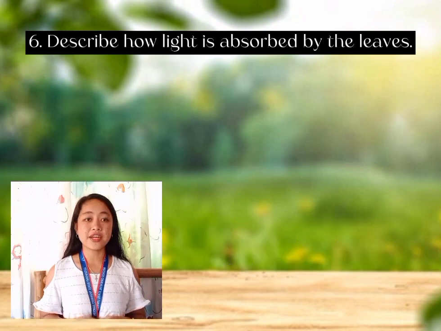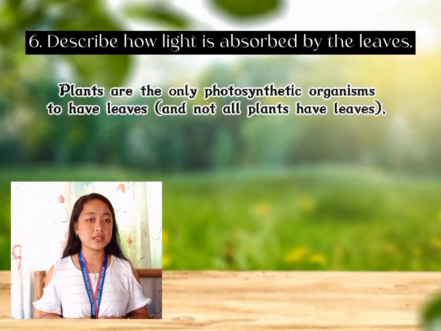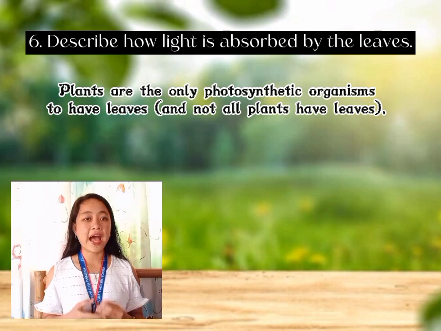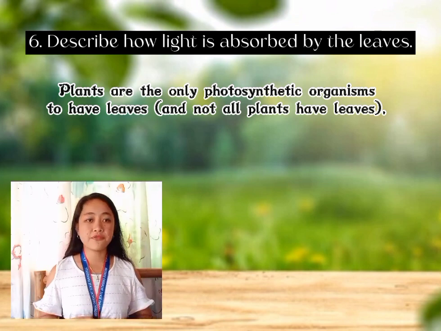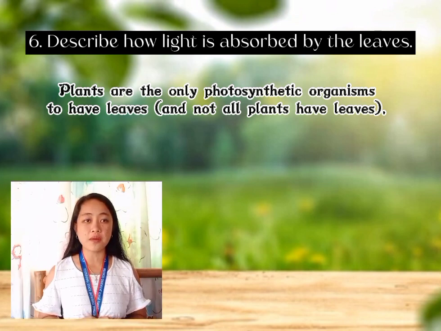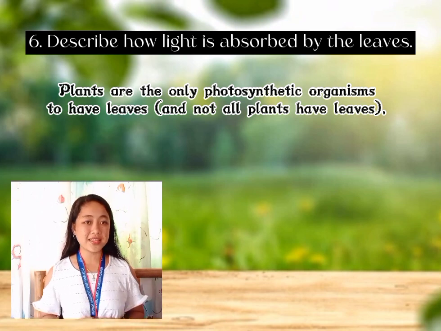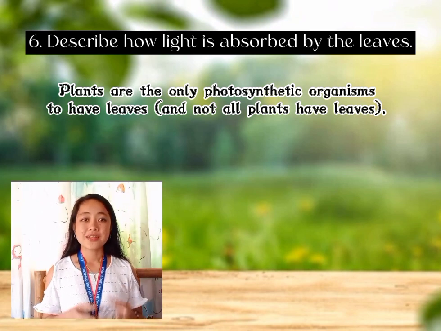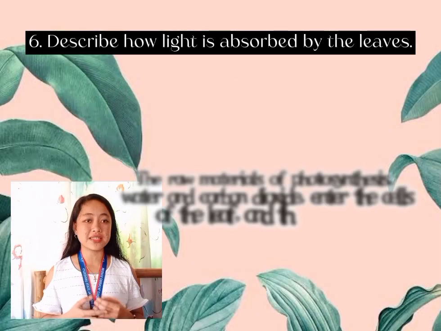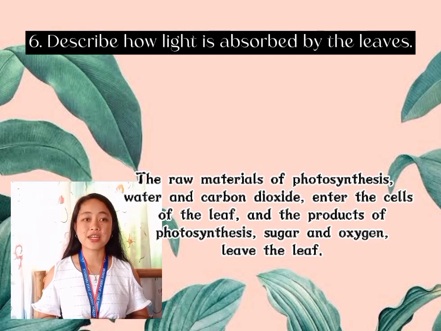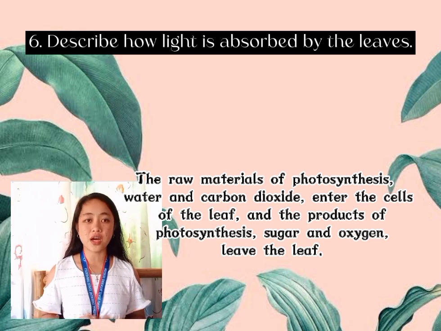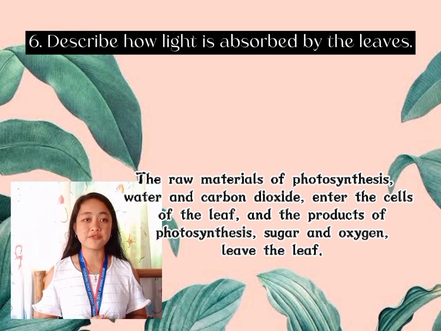Also, plants are the only photosynthetic organisms to have leaves, and not all plants have leaves. A leaf may be viewed as a solar collector full of photosynthetic cells. The raw materials of photosynthesis, water and carbon dioxide, enter the cells of the leaf. And the products of photosynthesis, sugar and oxygen, leave the leaf.